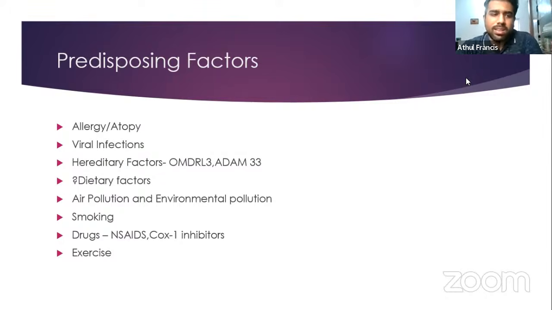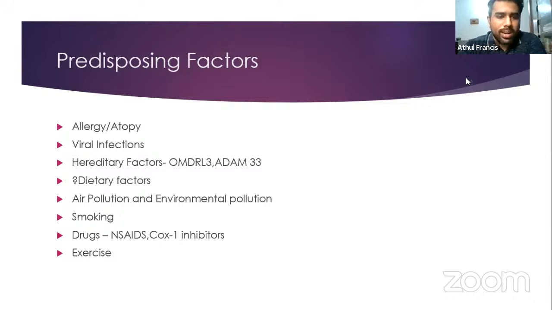Dietary factors, yes, there is something. There are now supportive studies which show dietary factors have an important role in predisposing you to asthma. Vitamin D deficiency can result in asthma. Omega-3 fatty acids are protective in asthma, but if saturated fatty acids and omega-6 fatty acids are more in use, there's always a chance that you can have asthma.